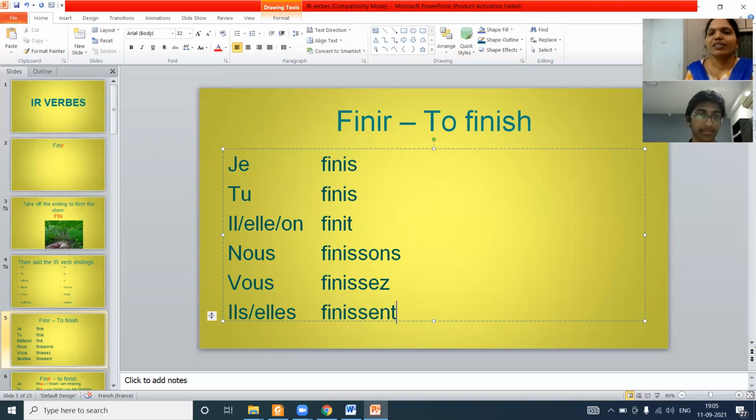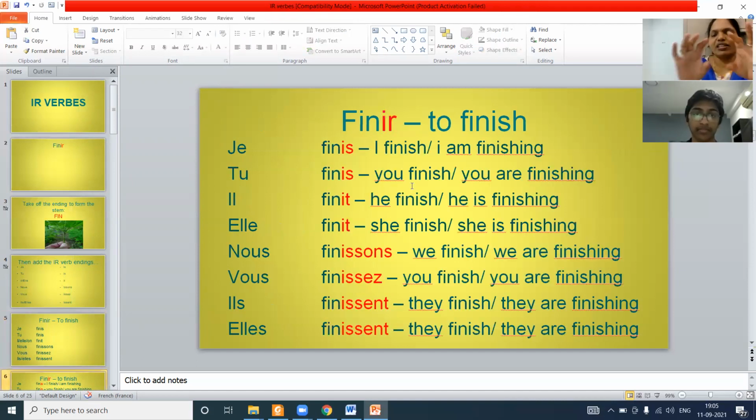D'accord? Je finis, what will be the meaning? I finish, I am finishing. You finish? Yeah. So there is present continuous also, Smaran. There is no separate present continuous, both of them, especially in French. See, je finis, I finish, I am finishing. Tu finis, you finish, you are finishing. Il finit, he finishes, he is finishing. Elle finit, she finishes, she is finishing. Nous finissons, we finish, we are finishing. Vous finissez, you finish, you are finishing. Ils finissent, they are finishing. Elles finissent, they finish, they are finishing.